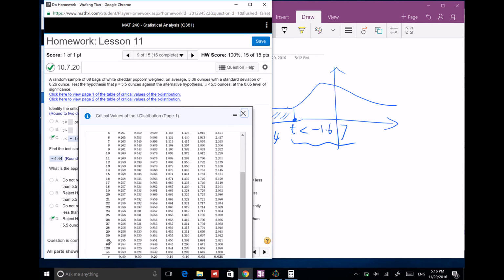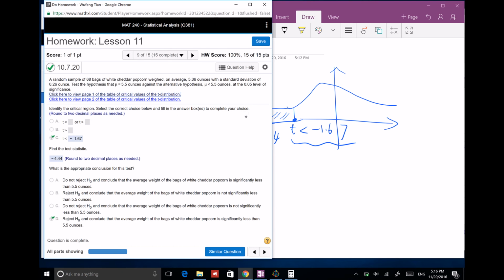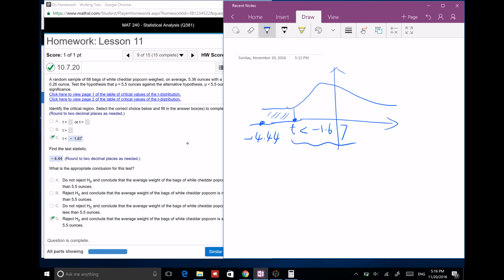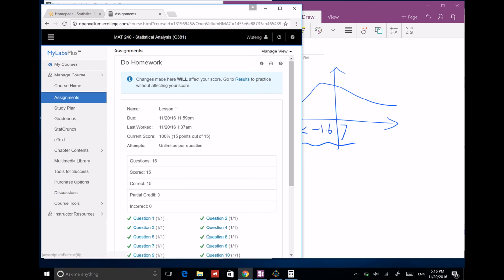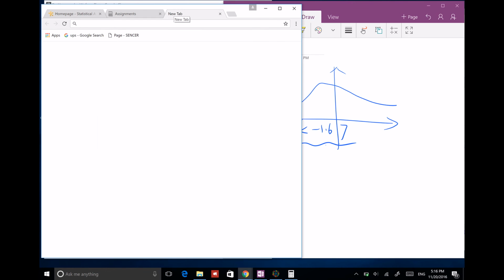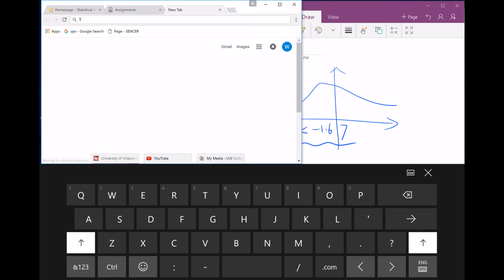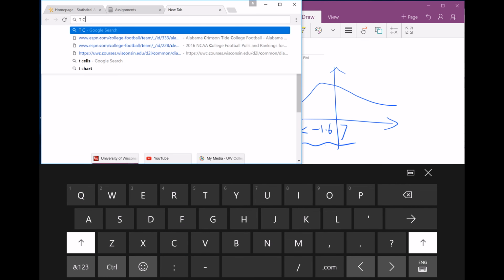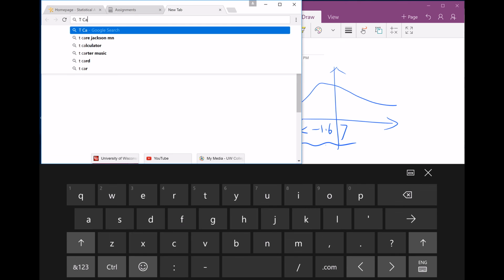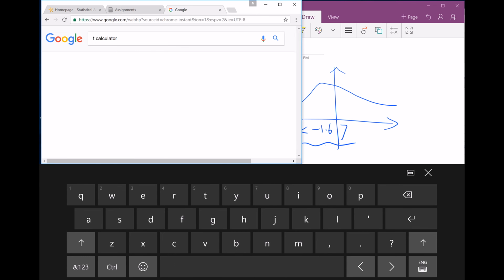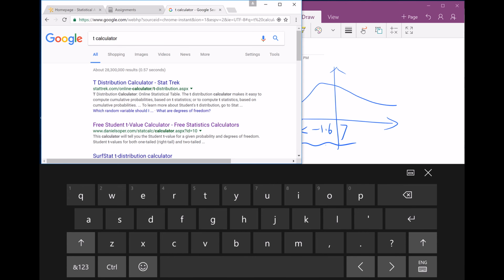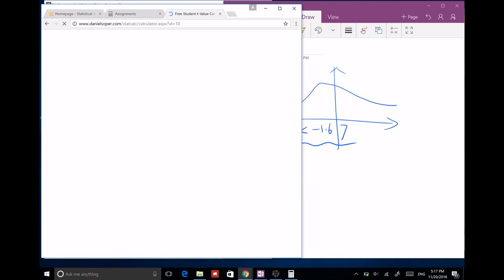You only have 40, 60. But it's going to be some number, a number 68, a special one. So what you need to do, you can use the T calculator online. Google it, Google T distribution calculator. You can do this.